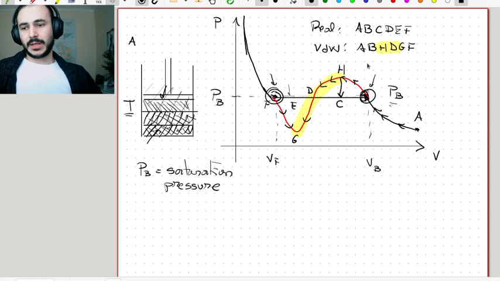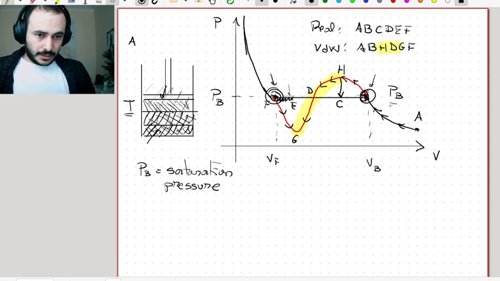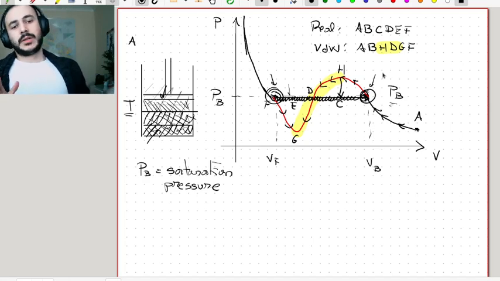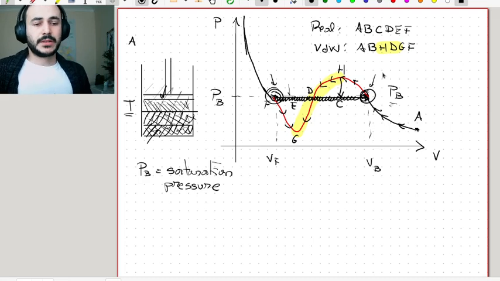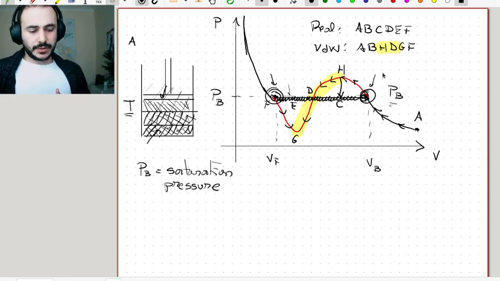So this line here, the line at the saturation pressure that describes the process in which the system is being converted from gas to liquid phase, is known as the Maxwell line. And what we're going to do in the next video is learn how we calculate this line and how we get the saturation pressure out.